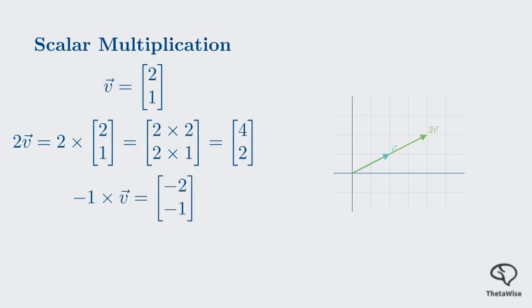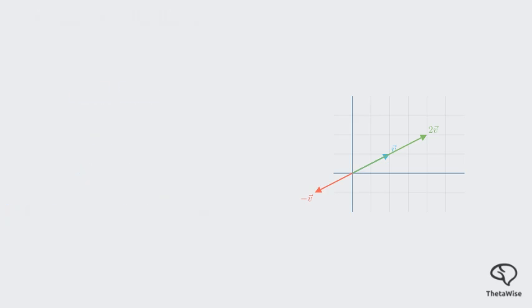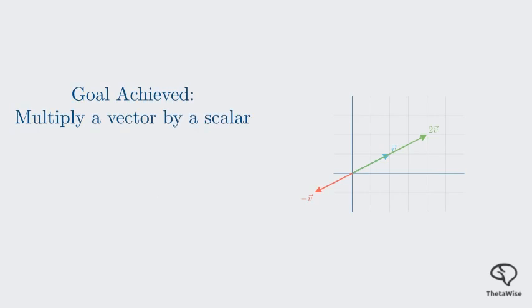What if we multiply by a negative number? If we calculate minus 1 times v, we get (-2, -1). Multiplying by a negative scalar reverses the direction of the vector. An important rule for your IGCSE exams is that any vector that is a scalar multiple of another is parallel to it. Because the ratio between x and y stays the same, the slope of the line doesn't change, only its length, and occasionally its sense of direction. We have now achieved our third goal, understanding scalar multiplication.